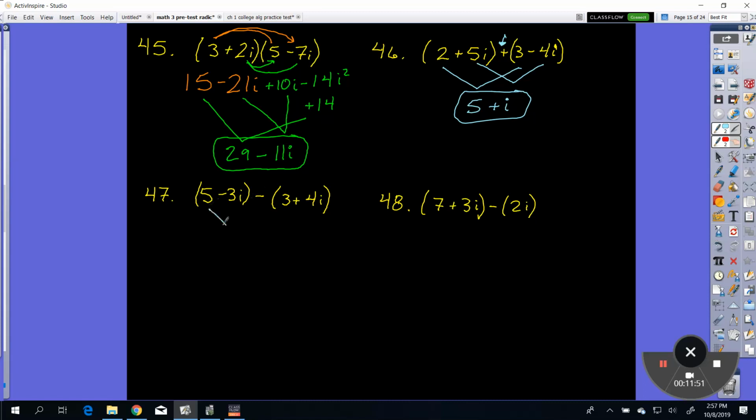Same thing down here. This is now a minus between them. So now I just subtract. 5 minus 3 is 2. Negative 3i minus 4i. So it looks like this. Negative 3i minus 4i makes negative 7i. This one is a subtract as well, so I don't have to multiply. And I combine like terms. So 3i minus 2i is just i.